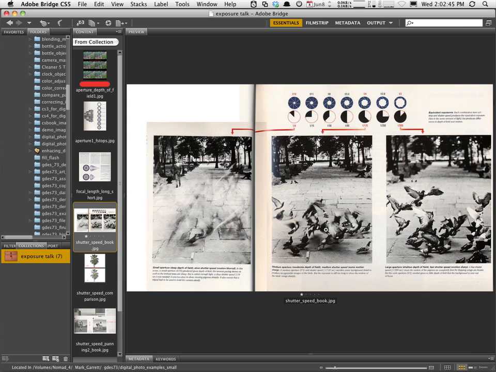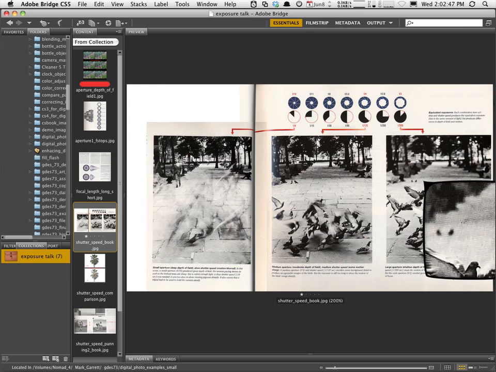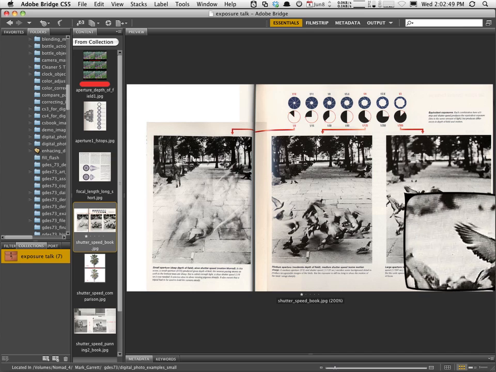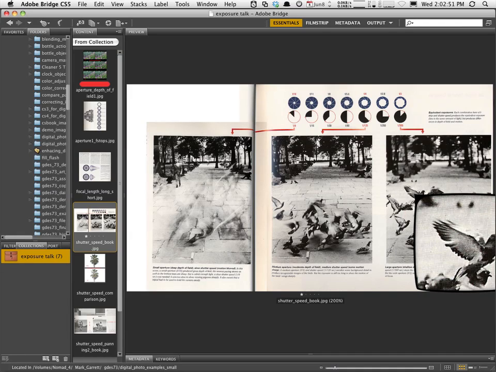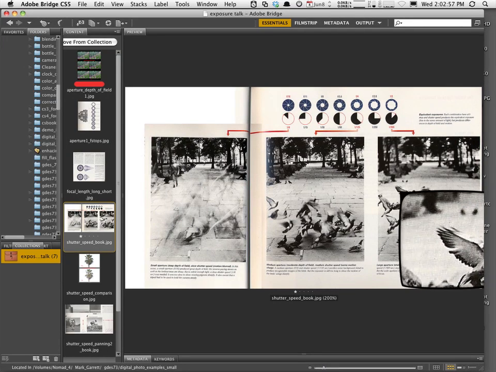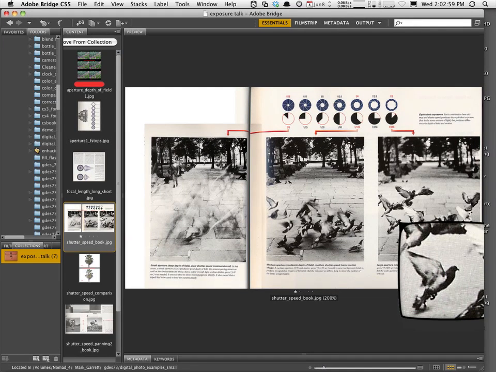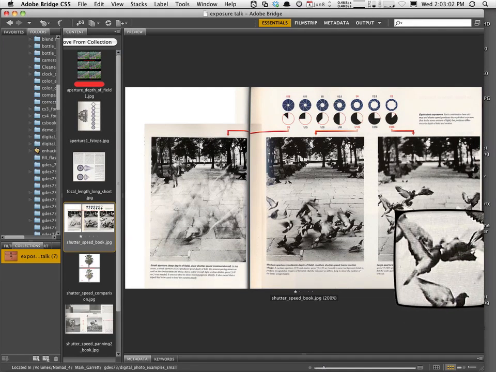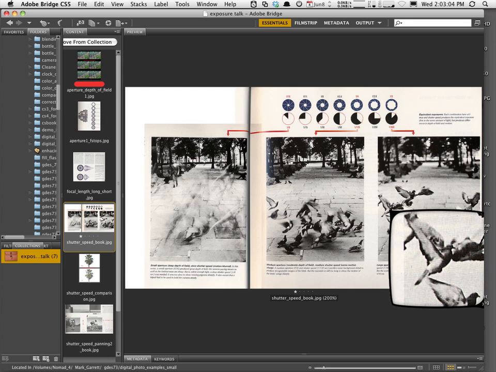But you get different effects, right? So this one is at a 500th of a second. You can see that the birds are kind of frozen in time there. Move this over a little bit. Because a fast shutter speed was used, they're frozen. They don't move very much in a 500th of a second.